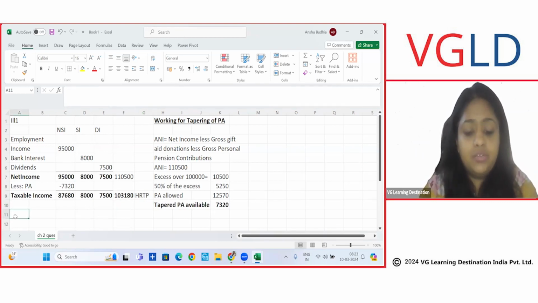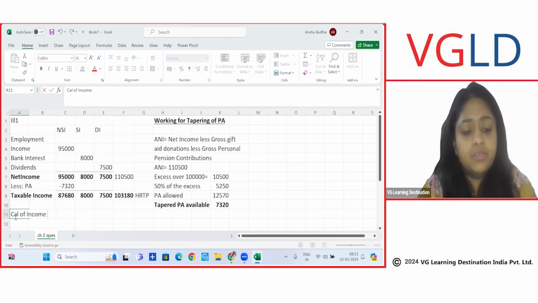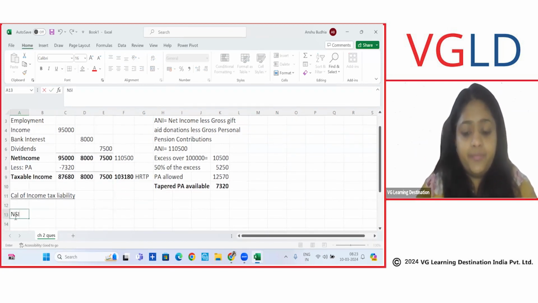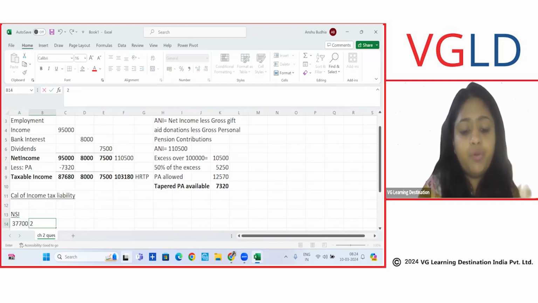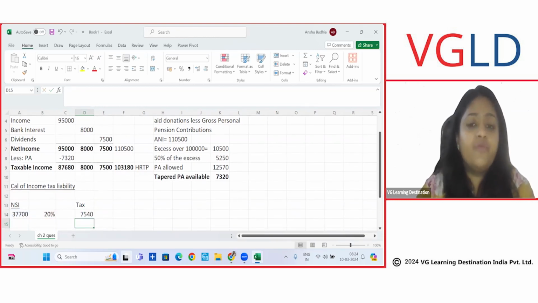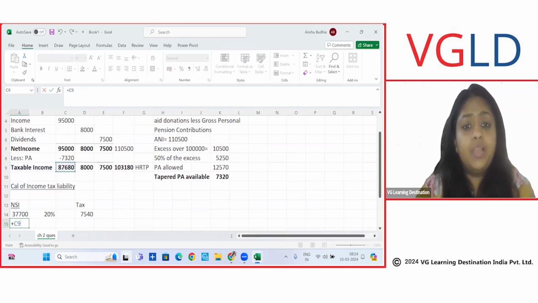Now let's do the calculation of income tax liability. First, I'll take the heading NSI and it is 87,680. Since it is beyond 37,700, I will first take 37,700 at 20%. So the tax would be 7,540. But it is not yet completed. There is still NSI some portion left. So from this, I will reduce 37,700.